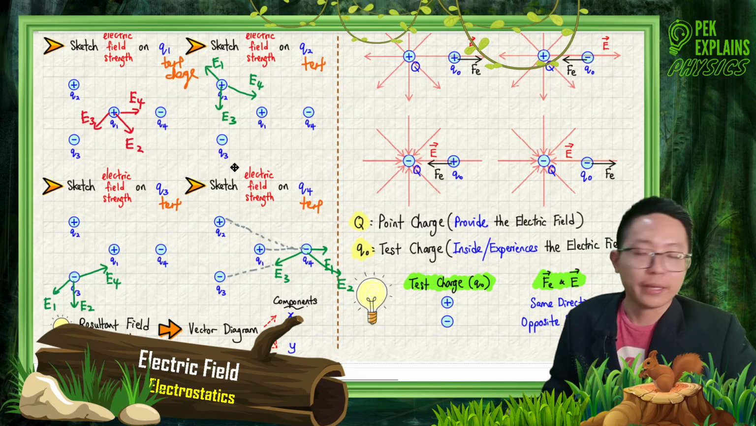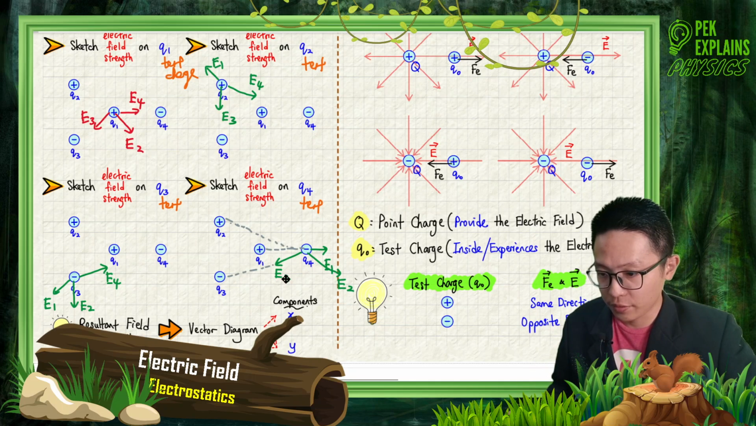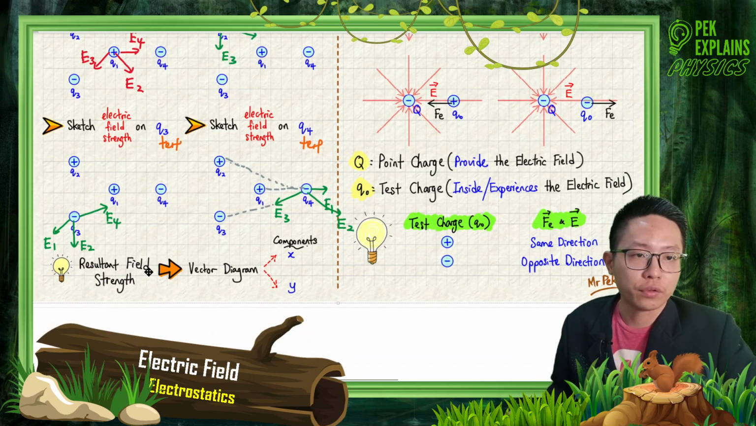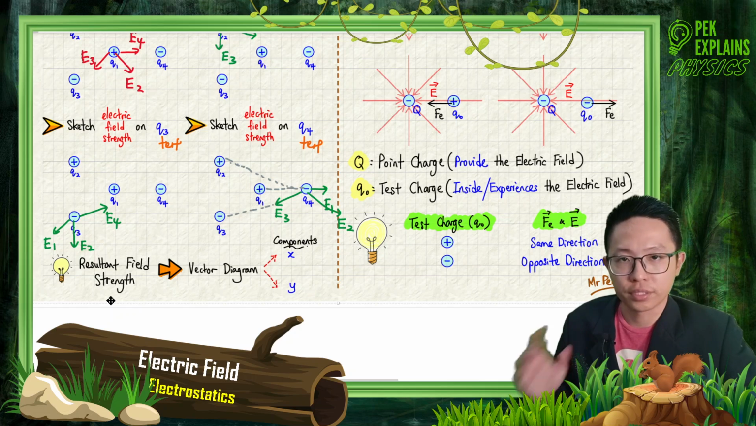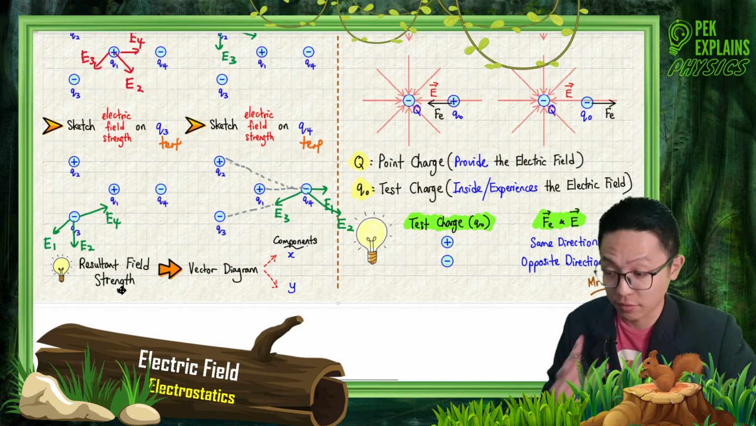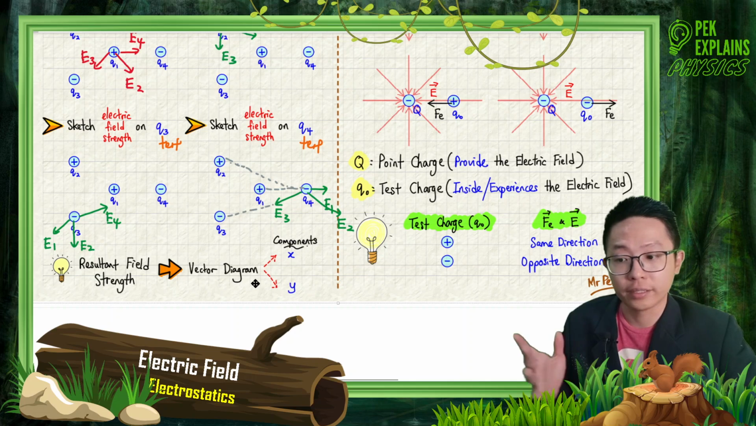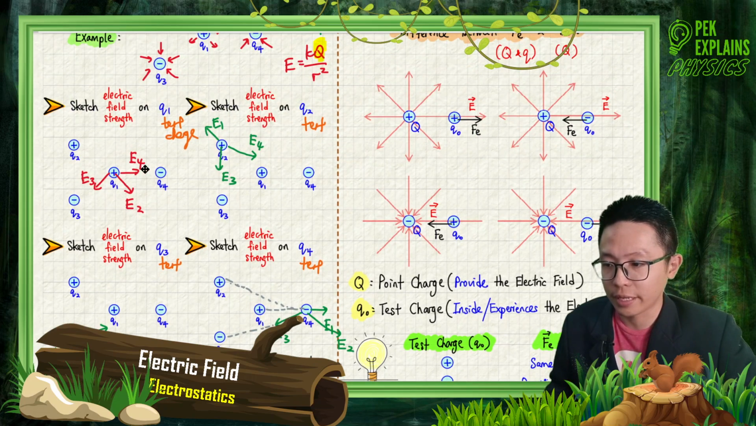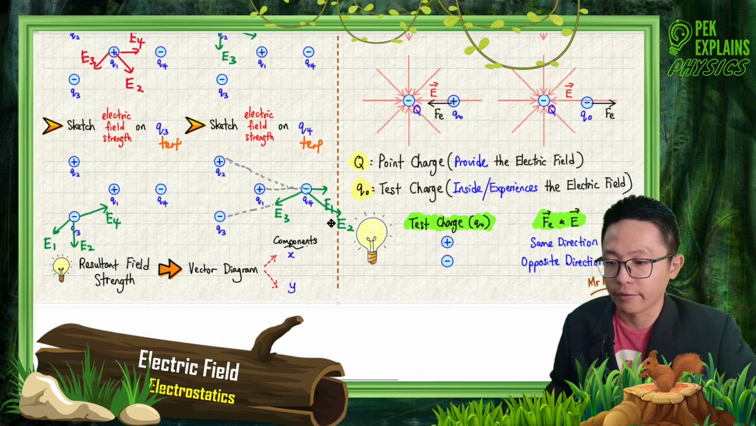So that's the electric field strength. Now, if you want to find the resultant field strength, same as before with the resultant force, you must draw the vector diagram. You already drew the vector diagram. You see that? This is the vector diagram.